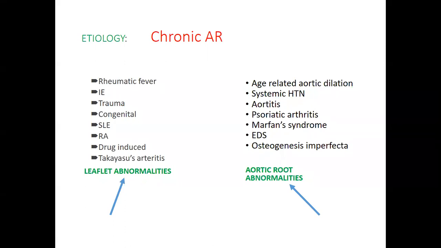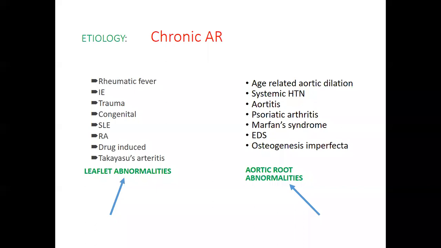Among the list of leaflet abnormalities, you have rheumatic fever on the top, and infective endocarditis, trauma, congenital heart diseases, autoimmune causes, and connective tissue disorders like systemic lupus erythematosus and rheumatoid arthritis. Sometimes some drugs can contribute to damage of the aortic valves, and Takayasu arteritis again is one of the causes of damaging the leaflets of the aortic valve.